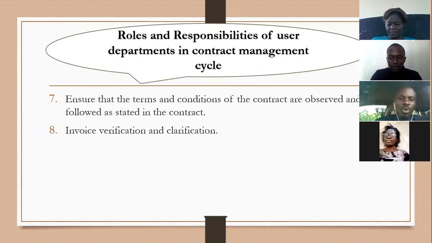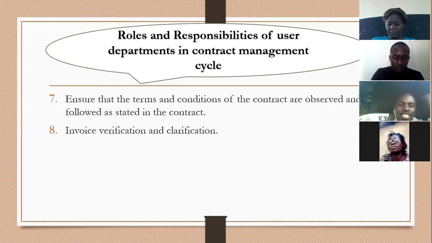Surely, as Ruth has been sharing, talking about the terms and conditions of the contract that need to be observed and followed as stated, these are very important areas that must be focused on. So our point number 8 is to do with invoice verification and clarification. As we all know, contracts involve so many sections and many things keep arising. So they keep on sending invoices.